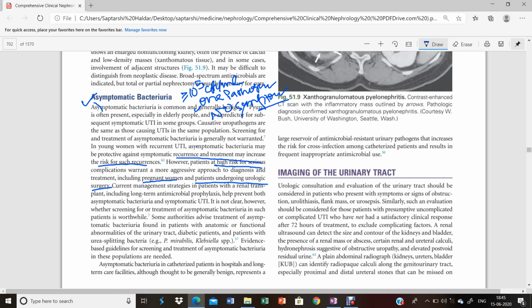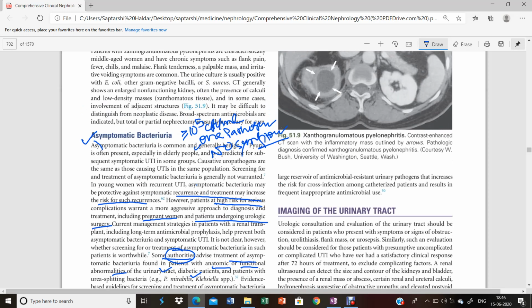Some authorities also prefer treatment for asymptomatic bacteriuria if the patient has an anatomical or functional abnormality of the urinary tract, or is a diabetic patient. In these cases some authors prefer treatment of asymptomatic bacteriuria.